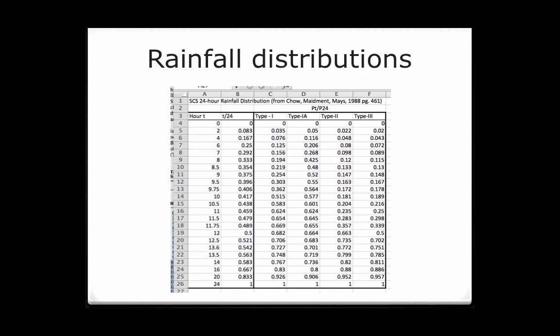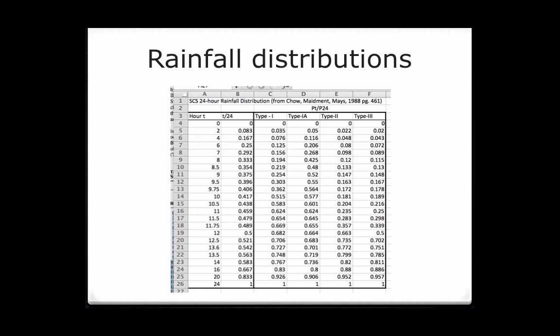And here's what the distributions look like in tabular format. So type 1, 1A, 2, 3. This is the hour. So hour 0, 2, 4, 6. And then this is the fraction of the 24 hours that's associated with a particular hour. So at hour 12 is half the storm. At hour 20 is 83%, and at hour 24 is 100%.